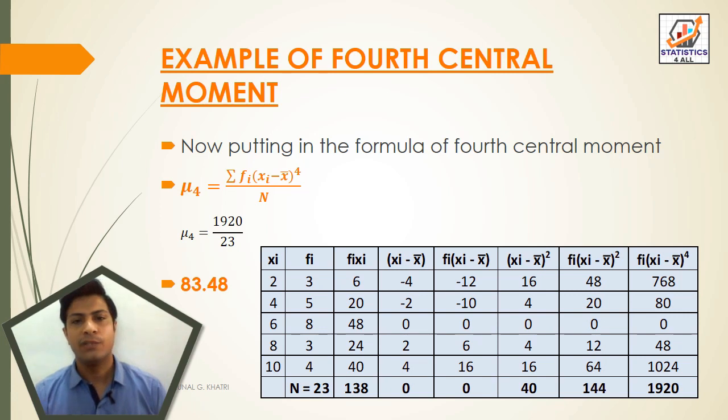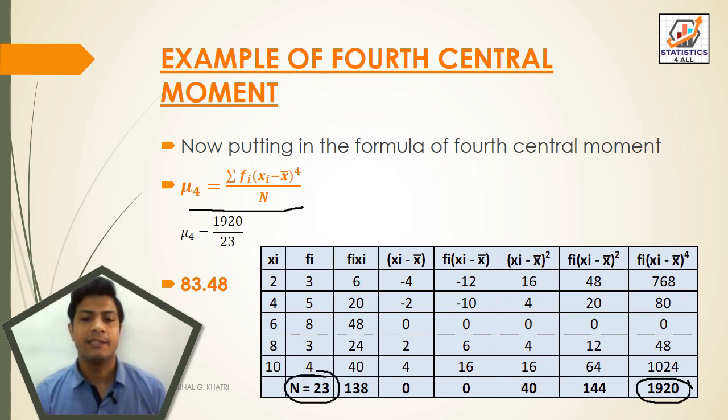Now putting this in the above formula of the fourth central moment, that is mu4 is equal to sigma fi into xi minus x bar to the power 4 divided by n. Here sigma fi into xi minus x bar to the power 4 is equal to 1920, and n is equal to 23. We put these in the above formula: 1920 divided by 23, we get the value 83.48.